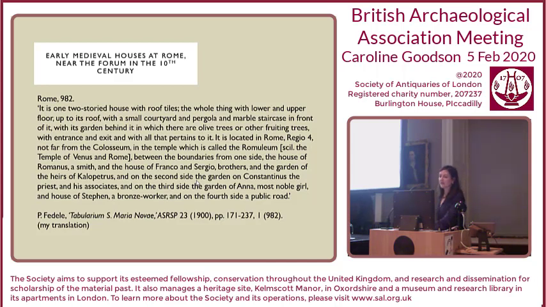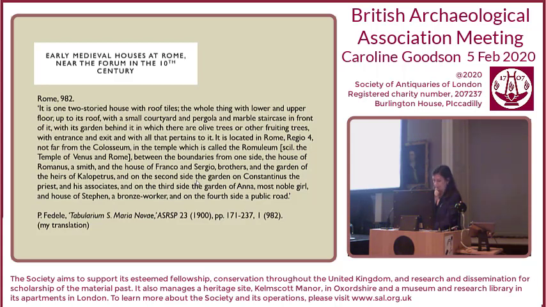So here is another one of these documents, this time from the 10th century, that talks about a rental agreement, in this case, between a church of Santa Maria Nova and properties in the center of Rome, and one in particular. It is a 2-storied house with roof tiles, the whole thing with a lower and upper floor up to its roof, with a small courtyard and a pergola and a marble staircase in front of it, with its garden behind it, in which there are olive trees or other fruiting trees, with entrance and exit and with all that pertains to it. It's located in Rome in the 4th region, not far from the Colosseum, in the temple which is called the Romuleum, which is the temple of Venus and Rome.